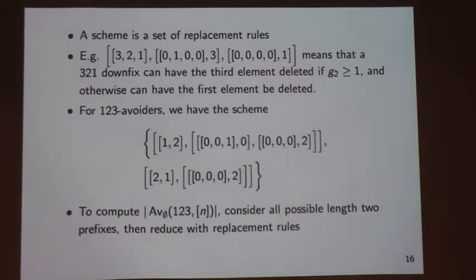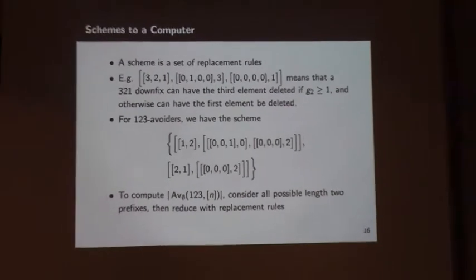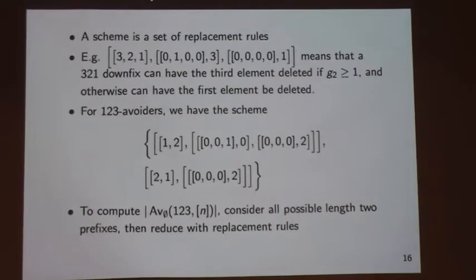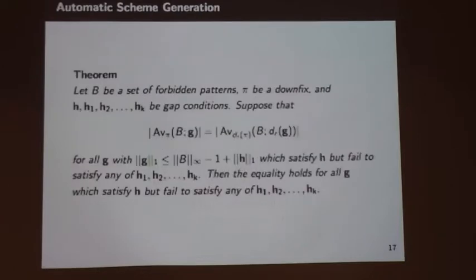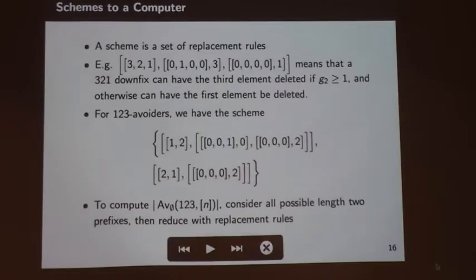So the point is that instead of doing this by hand, we want to do this with a computer. And so let's talk about what a scheme is to a computer. A scheme is just a set of replacement rules. So a scheme tells you, if you have this downfix, 321, which is the downfix that we had over here, it tells you how to simplify it.